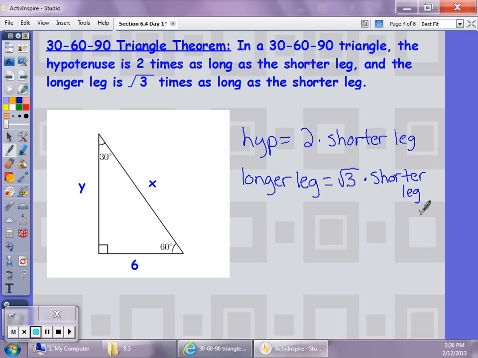So we're given 6, which represents the short side, or the shorter leg. We're given x, which represents the hypotenuse. And we're given y, which is going to represent the longer leg. So based on the information we're given the shorter leg, we're going to use the first equation here to find the hypotenuse. So if we know the hypotenuse is x, we can say the hypotenuse is going to equal 2 times the shorter leg, which is 6. So the hypotenuse for this triangle is 12.